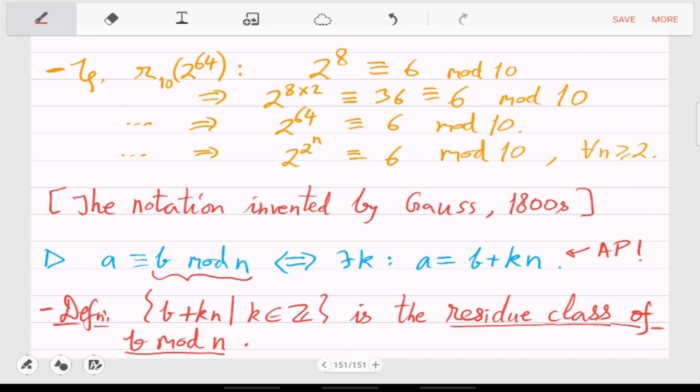So the definition is basically you can also say a and b will be the same mod n if a is in this arithmetic progression with offset b and common difference n. So there is a k such that a is equal to b plus kn. So this b plus kn, as k varies from minus infinity to plus infinity, is called the residue class, right? Essentially we have clubbed together these infinitely many integers in one class. They are all considered the same, which is the same as b.